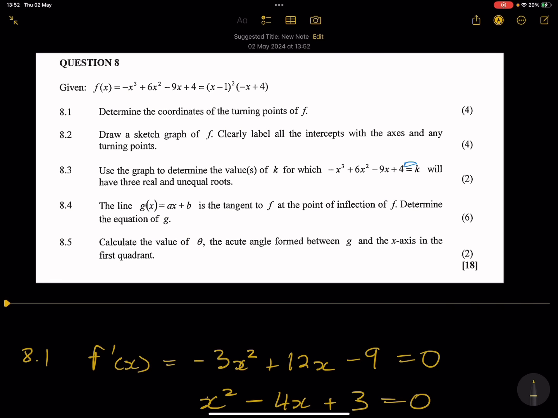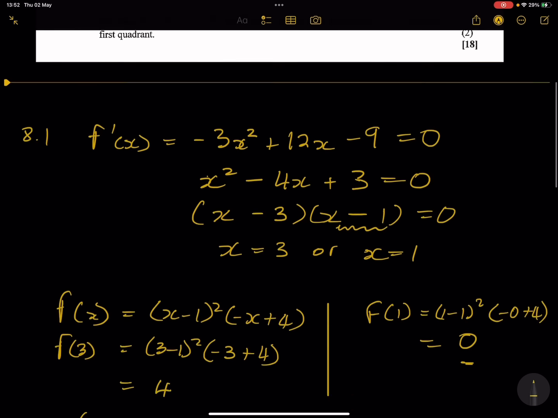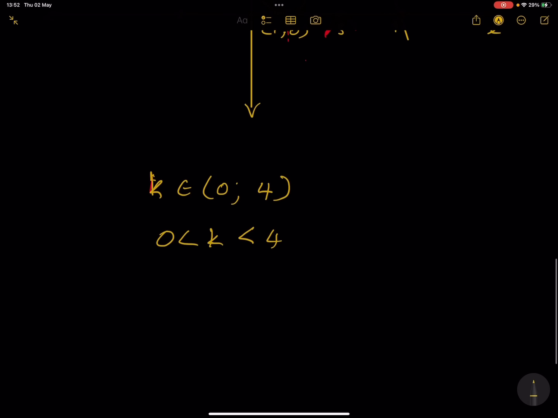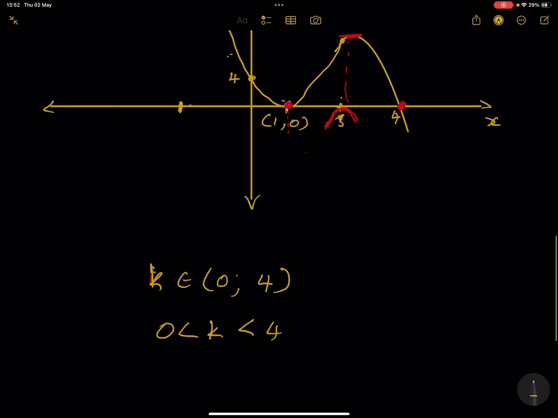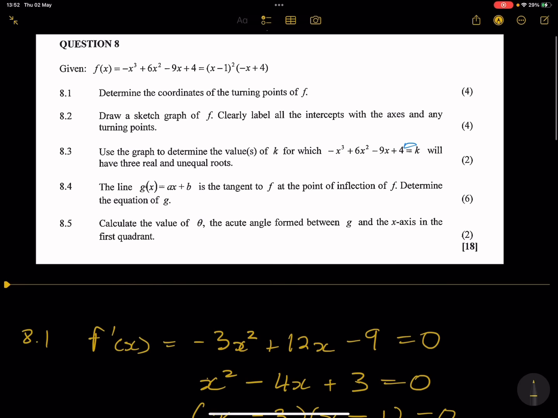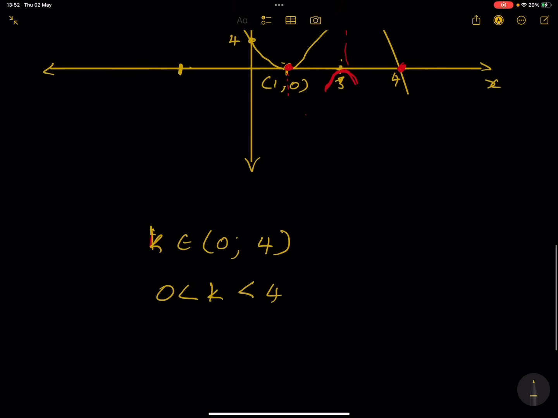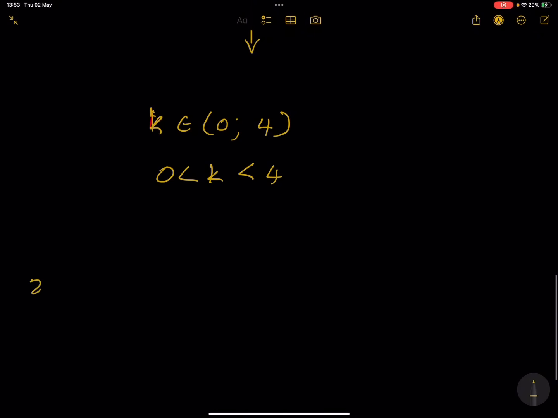Determine the equation of g. Now, first we need to determine what is our point of inflection. 2 ways of determining the point of inflection, right? We can say that it is the midpoint, so I'm looking for 8.4. So we're doing 8.4. Remember, this was 8.3 here.